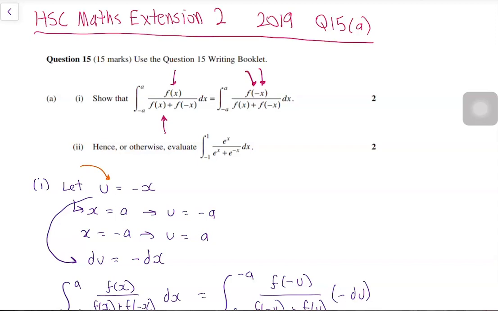If you do this u substitution, first thing we can do is to change the bounds. So the x equals a bound over here will become u equals minus a, and the x equals minus a bound over here will become u equals a. And also we have the dx over here. So if you take the derivatives, du will be the same as minus dx.